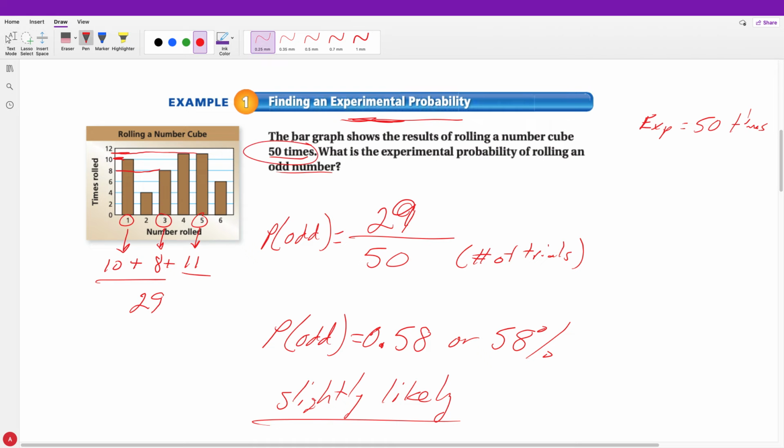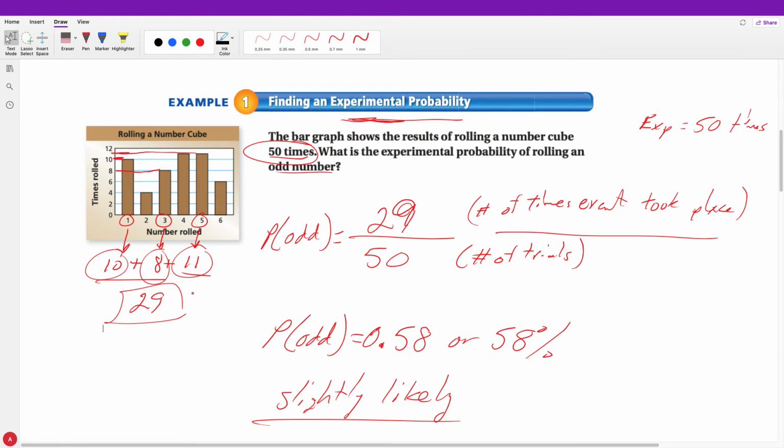All right, so that's finding the experimental probability. We look and say, okay, we performed this experiment 50 times, so we know that's what's in our denominator, because the number of trials goes in our denominator. And then in our numerator, it's how many times our event took place, so number of times event took place. And we needed to figure out that we had 10 ones, 8 threes, and 11 fives, which meant that we have a total of 29 odd numbers. All right, so let's go ahead and do our next example.